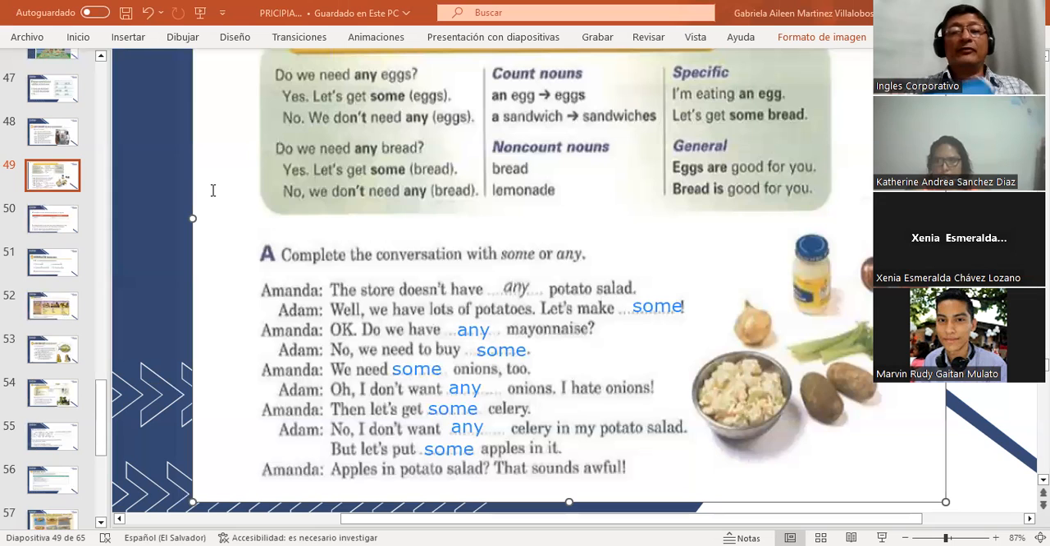I'm going to send the photo of the conversation because I need to erase it later. Okay. And here we go. The store doesn't have any potato salad. Well, we have lots of potatoes. Let's make some. Okay, do we have any mayonnaise? No, we need to buy some. We need some onions too. Oh, I don't want any onions. I hate onions. Then let's get some celery. No, I don't want any celery in my potato salad, but let's put some apples in it. Apples in potato salad. That sounds awful.